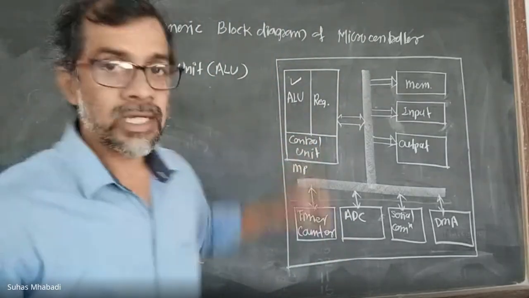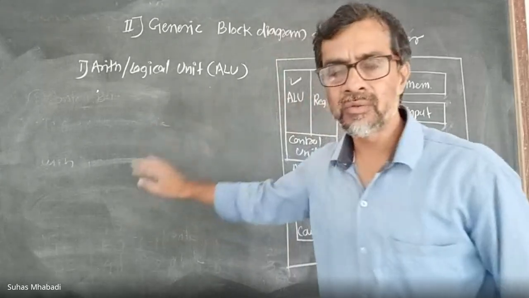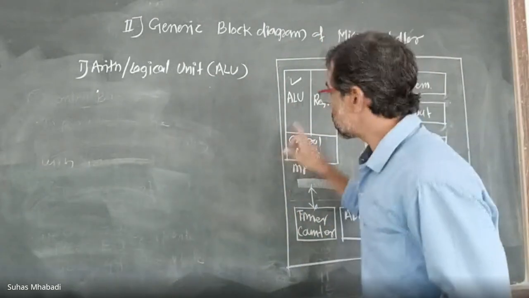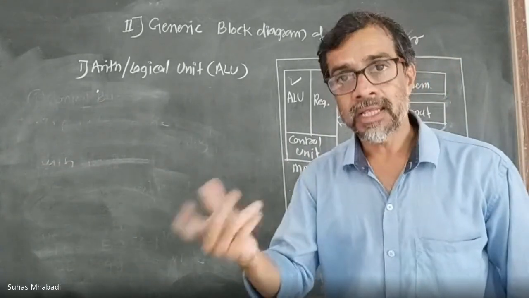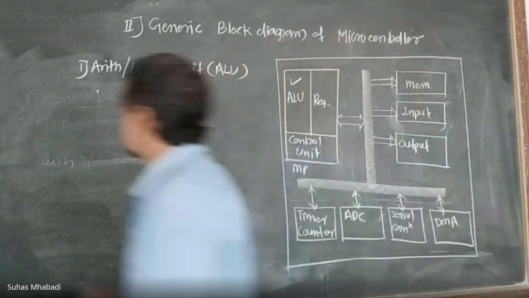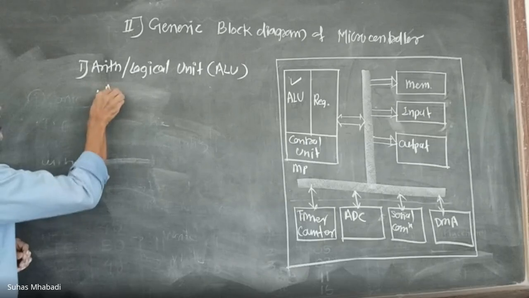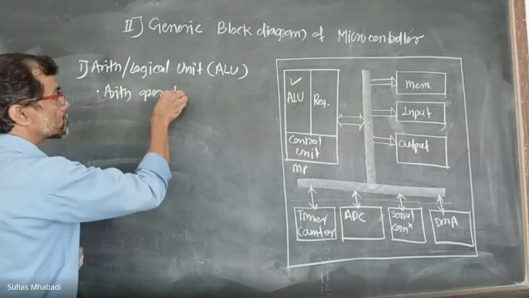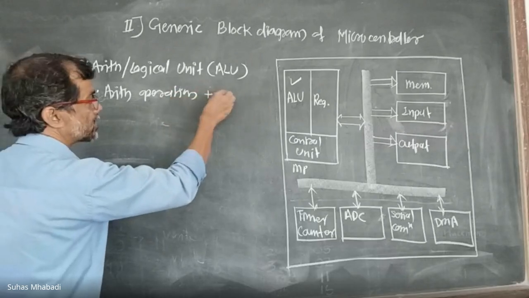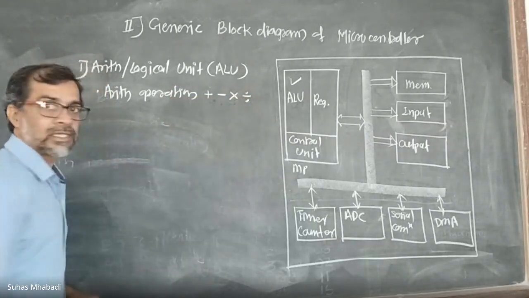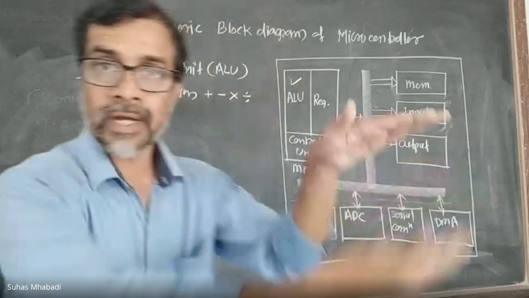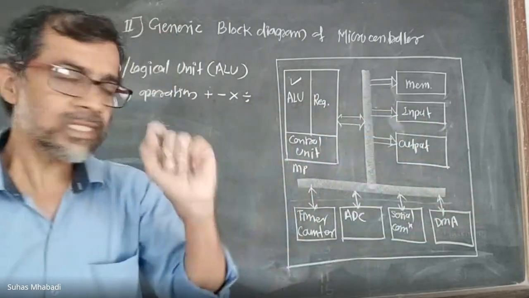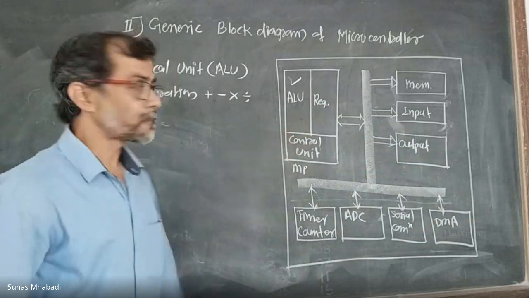The first block is the ALU. Let me write the information quickly. This is the block where we carry out the mathematical and logical operations. So in the ALU, we carry out arithmetic operations like addition, subtraction, multiplication, and division. Division of two 8 bits, addition of two 8 bits, multiplication, division. This is possible here only.